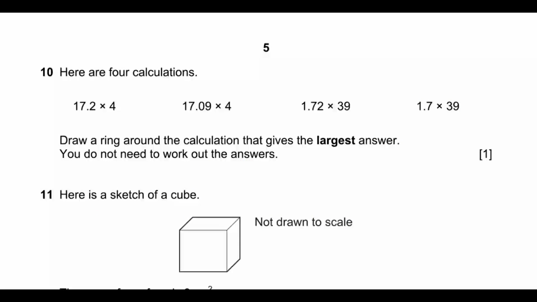That will be question 10. So here are 4 calculations. Draw a ring around the calculation that gives the largest answer. You do not need to work out the answers. For this one, these and these are similar. So these and these are similar.